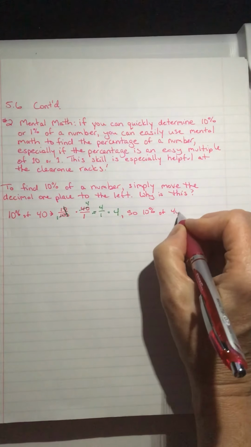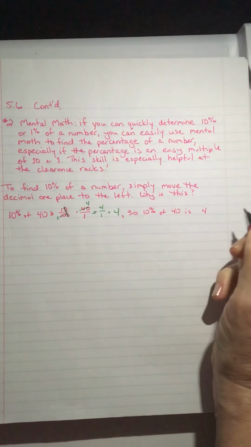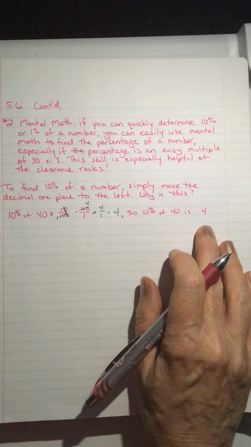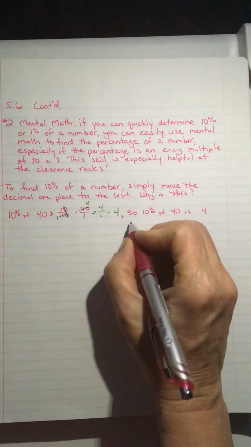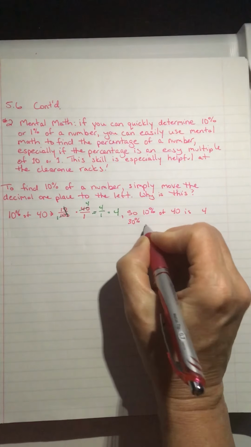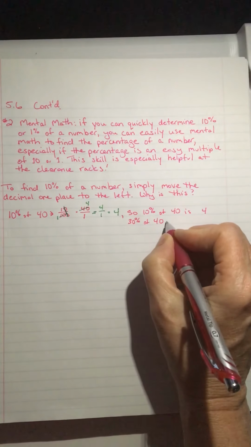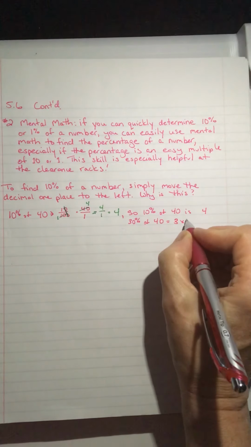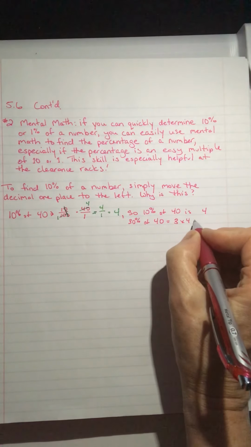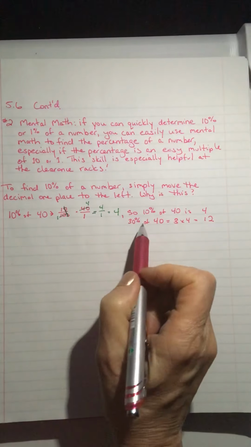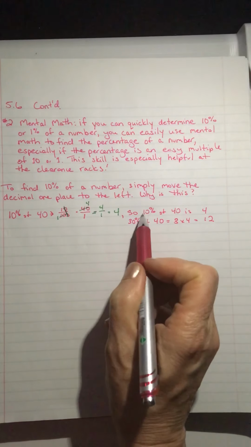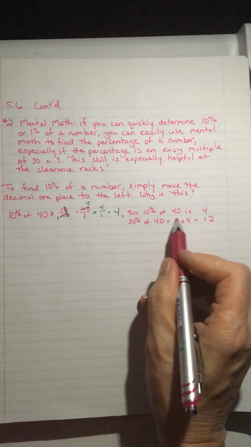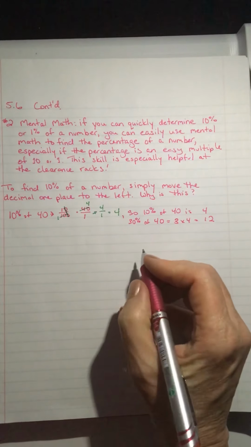So 10% of 40 is 4. Now, if we were going to ask for 30% of 40, it equals 3 times 4, which equals 12. So what we did here is 30% is 3 times 10%. We decided 10% is 4, so we just multiply 3 times 4 and we get 12.